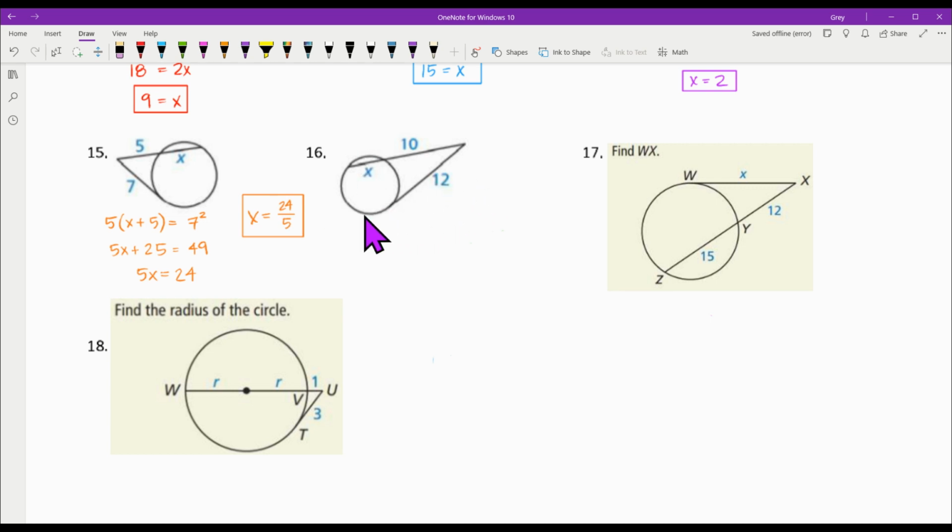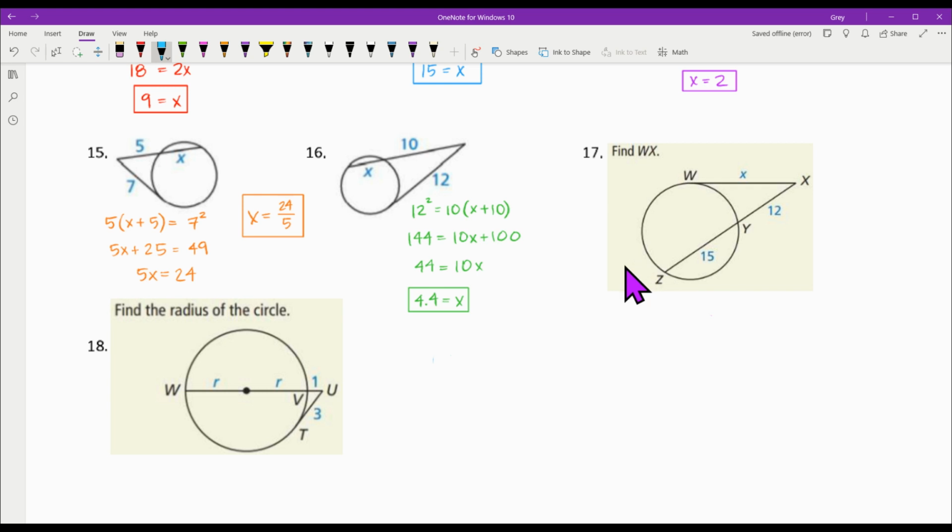Number 16, outside is 12. The whole thing is 12. So 12 times 12 is 12 squared. The outside is 10. The whole thing is x plus 10. So I have 144 equals 10x plus 100. Subtract 100, 44 equals 10x. Divide by 10, and x equals 4.4. Not a negative, so we're good.